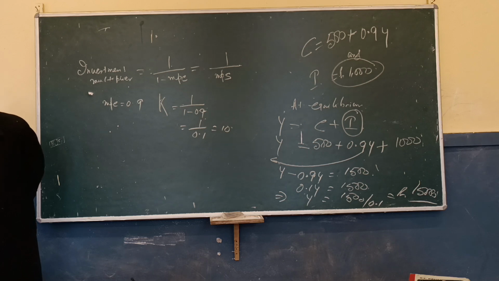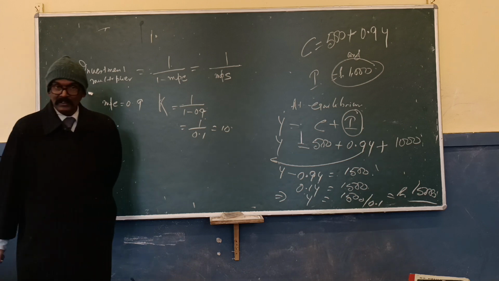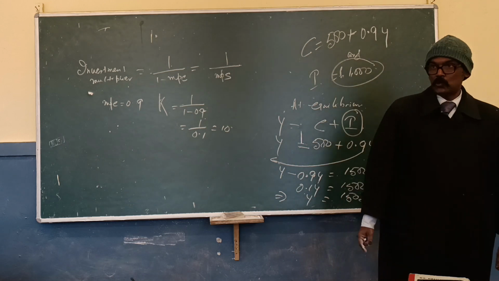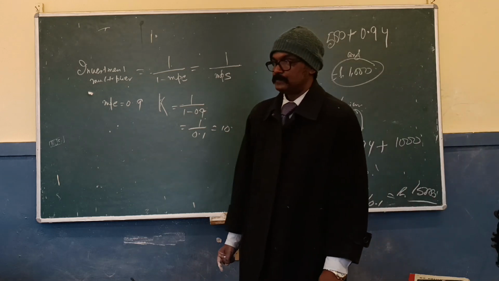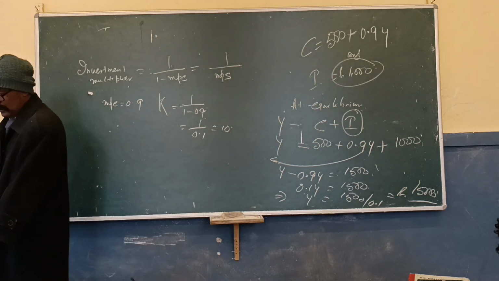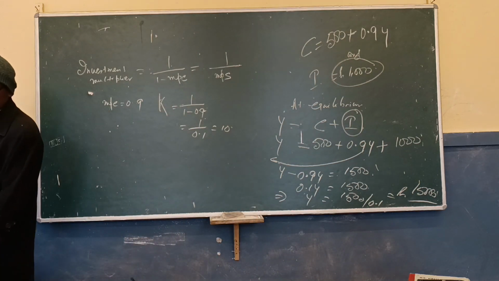Investment increases by rupees 500 crore, not 5,000. Calculate the total increase in income. So it increases by 500 crore. Calculate the increase in income. Done.